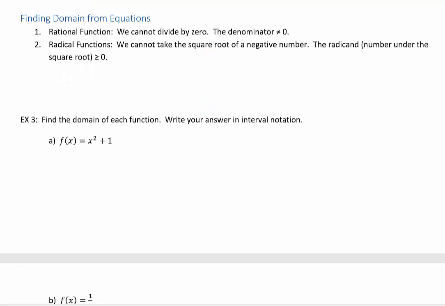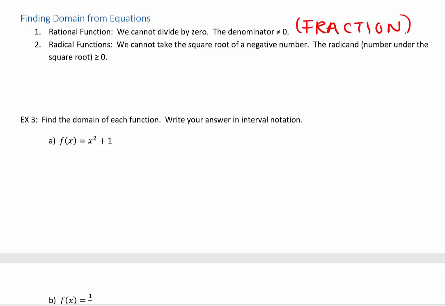Now, how do we find domain if we don't have a graph, if we just have an equation? I've got two rules listed on the screen for you. The first one is if you have a rational function, which is basically an algebraic fraction, the rule is we're not allowed to divide by 0. The denominator can't equal 0. Division by 0 is undefined.